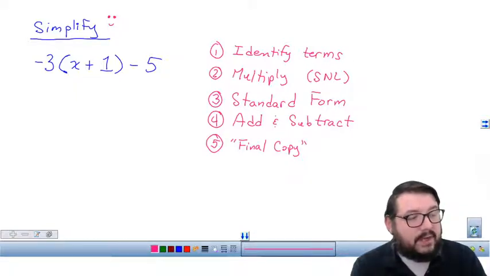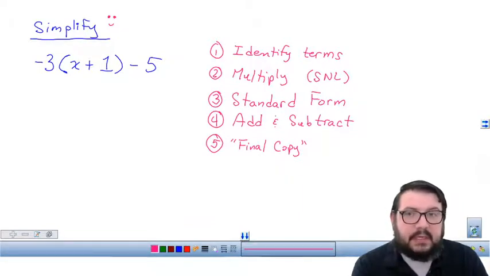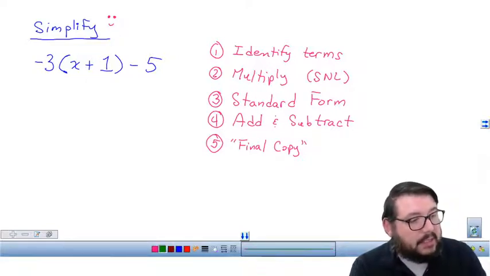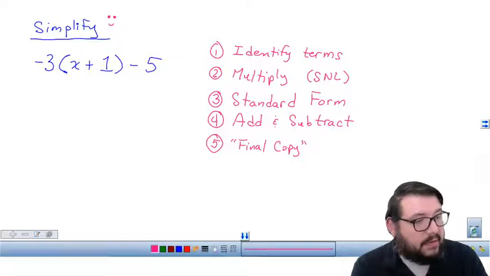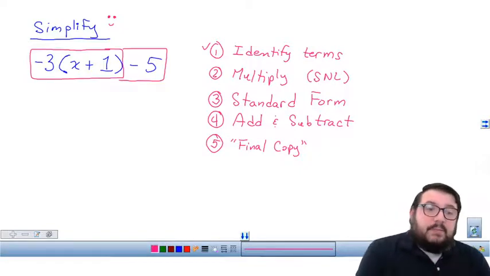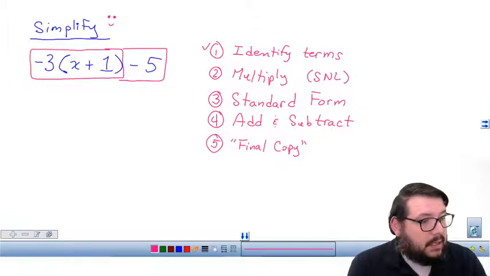You know how to identify terms, you know how to multiply, you know how to use standard form, you know how to add and subtract, and you know how to do your final copy. Okay, so we're going to go ahead and just bring all of that together into one series of steps to solve problems. So let's go ahead and get started. Step one is telling me to identify my terms. So I'm going to go ahead and do that. That should always be your first step when you're working with algebra, guys.